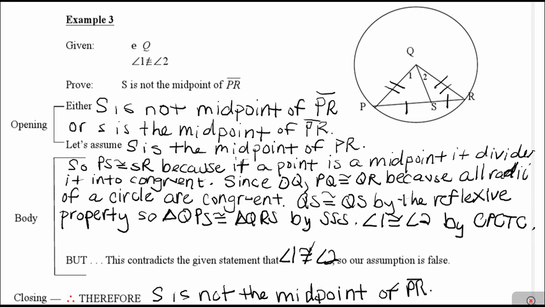So hopefully now you have a better idea of how to complete a proof indirectly. Remember, look for those key things like proving something's not a midpoint or does not bisect an angle, or two things are not congruent. That's going to indicate to you that this is an indirect proof versus a direct proof.